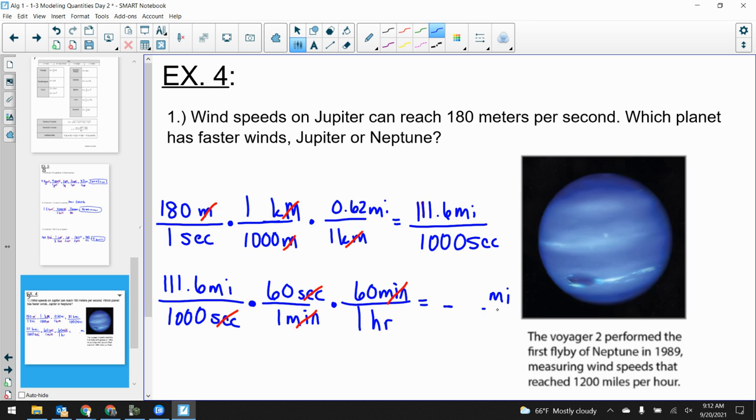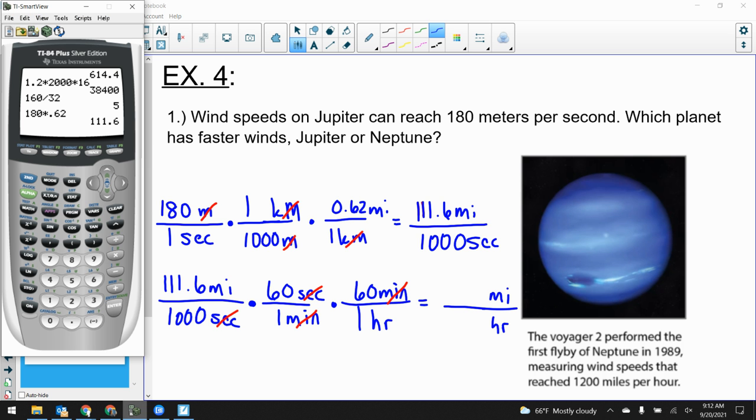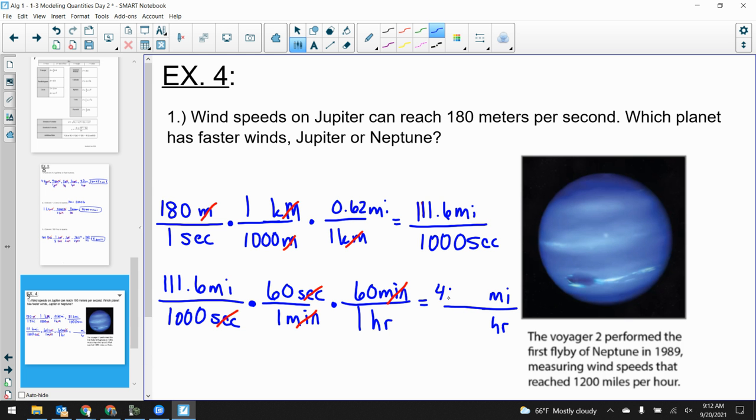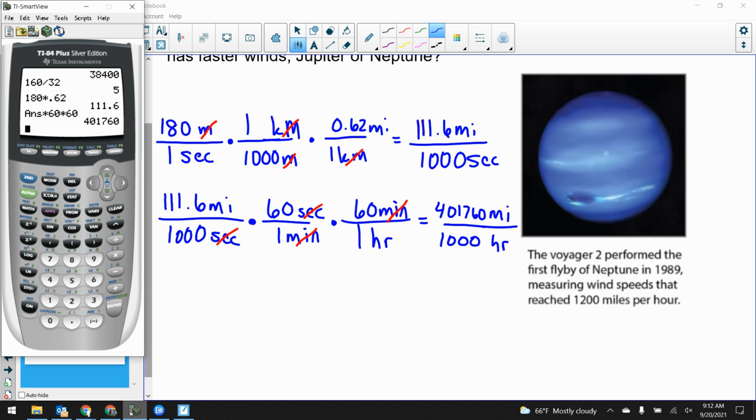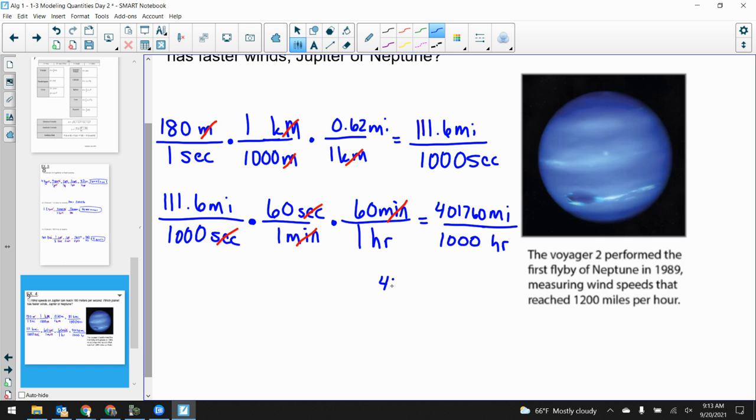miles over hours. So let's multiply. 111.6 times 60 times 60 gets us 401,760. And then I'm dividing by 1,000. Reduce that down. Just move the decimal 3 units over. Divided by 1,000. That's 401.76 miles in 1 hour. Now that's not my answer, but that's what I'm going to be using to compare.